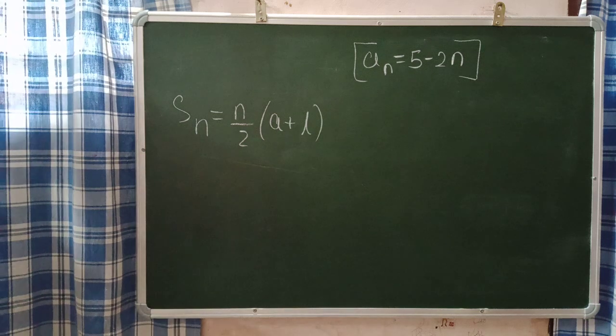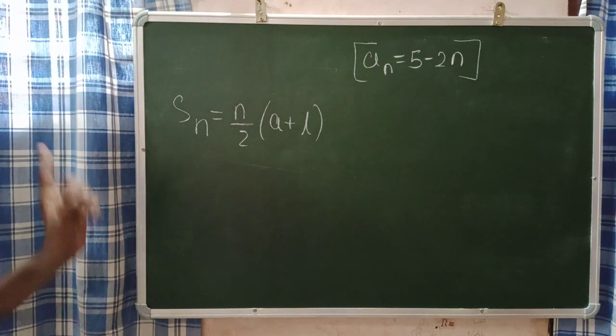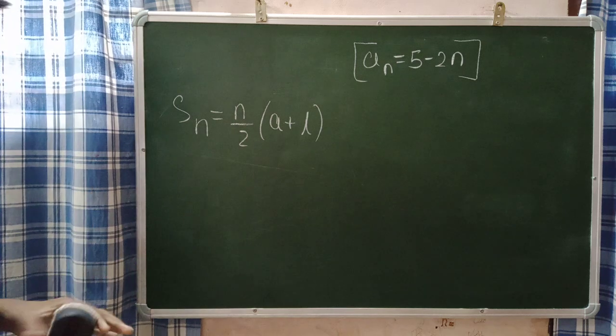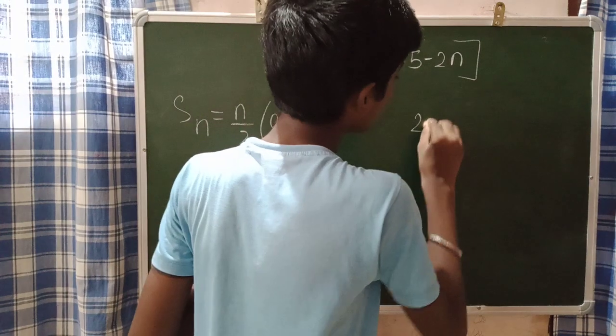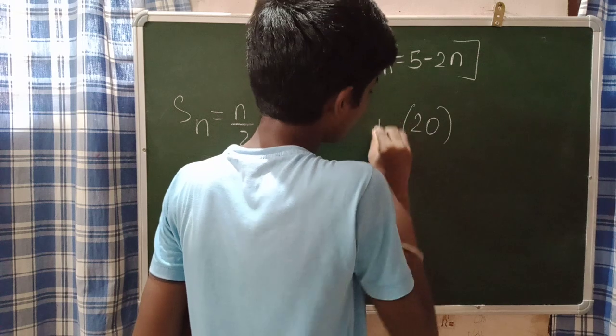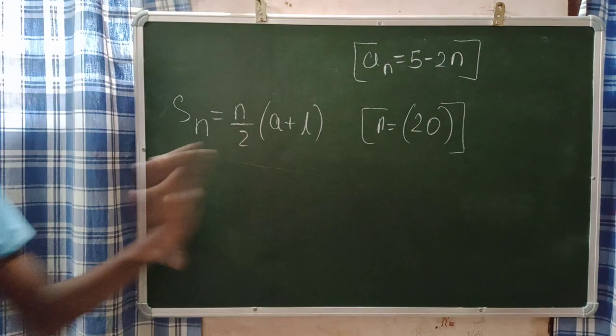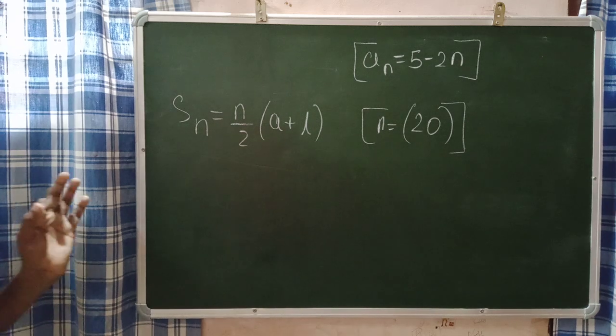So guys, for this, we know the number of terms. They are asking sum of first 20 terms of the AP. Correct? They are asking sum of first 20 terms of an AP. That means your n should be equal to 20. That's very simple. It's a kind of obvious thing.